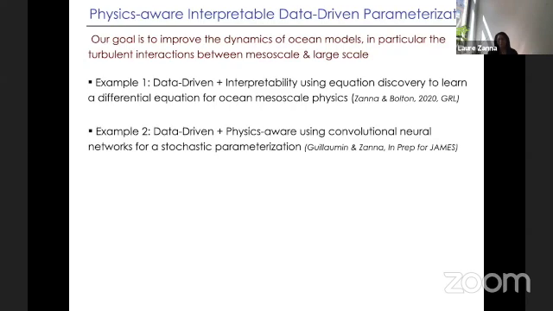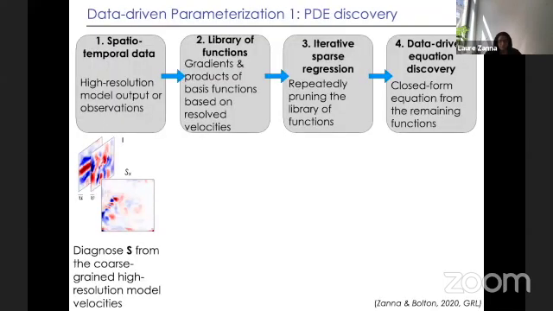And example number 2 is going to use the more black box approach, but again, trying to remain true to the physics, the fact that turbulent processes are not deterministic, they're stochastic. And so there we're going to modify the way we optimize the algorithm to include those approaches.